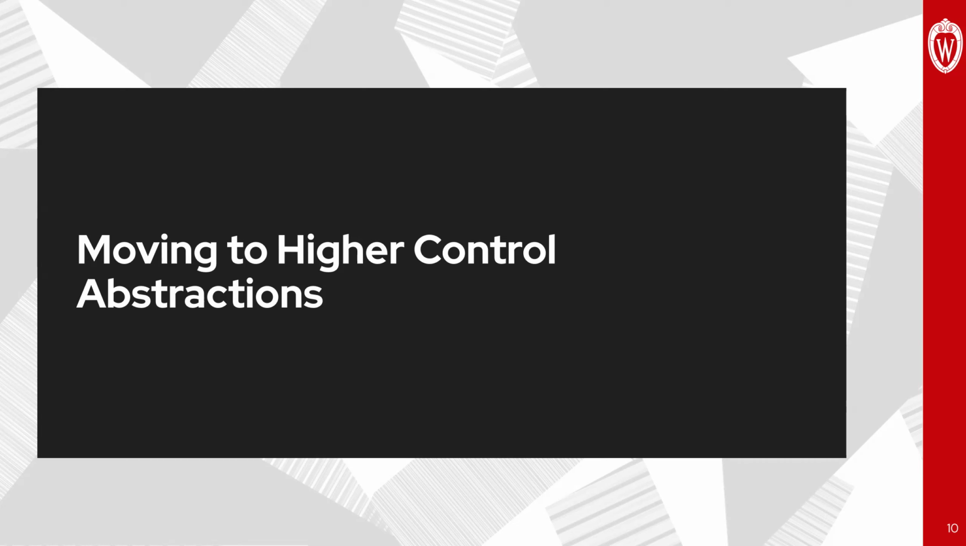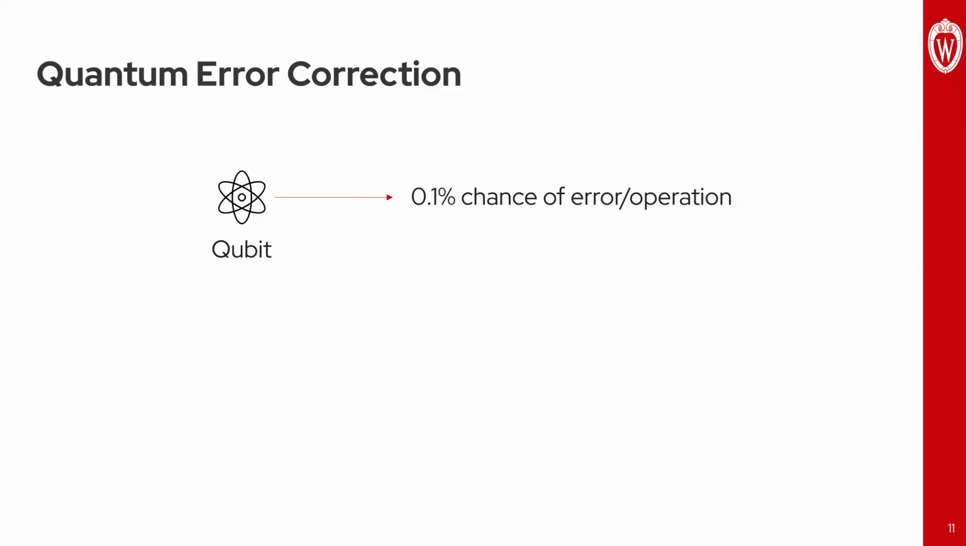Above this low-level control, there is another abstraction of control that we can consider for scalability of quantum computing systems. To get there, I'll first introduce the problem and the notion of quantum error correction. Qubits are expected to have a 0.1% chance of error per operation.